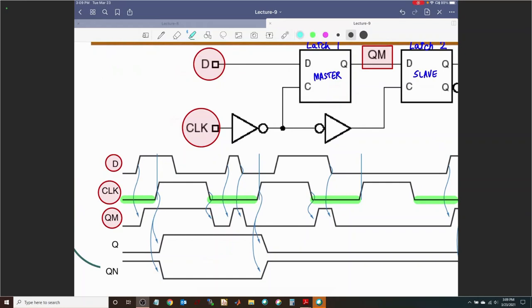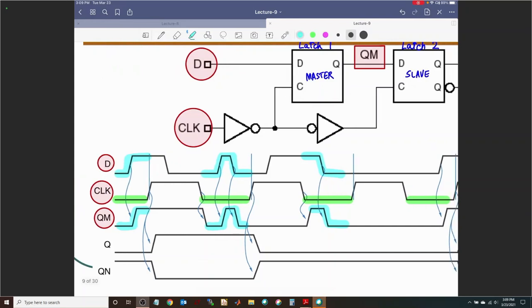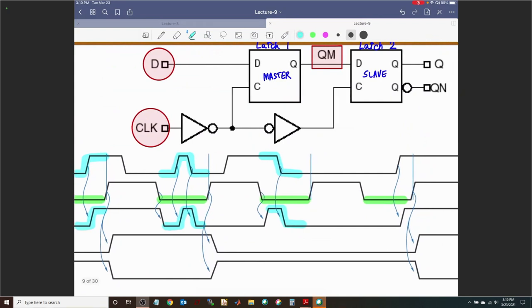And as you can see, D is going from low to high, QM is going from low to high a little bit after, right? Like there's a propagation delay. And during the second green timing window, D is low, high, then low, right? So QM is also doing low, high, then low, exactly the same. In the third timing window, you have D going from high to low. QM should hence go from high to low. It's a data flip-flop. Whatever goes in comes out. Next, in the fourth timing window, you have D going from low to high. QM goes from low to high.